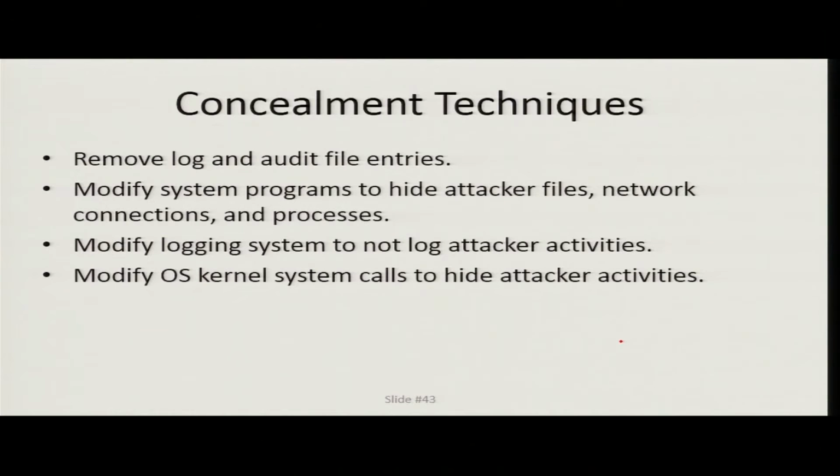So concealment techniques by a rootkit are to remove the logs and audit file entries, or turn off the logging capabilities, modify system programs to hide attacker files, network connections and processes, and modify the logging system to not log specific activities but keep logging other activities, so that you are fooled into believing that everything is fine. Sometimes it can modify the system calls to hide the activities of the attacker.